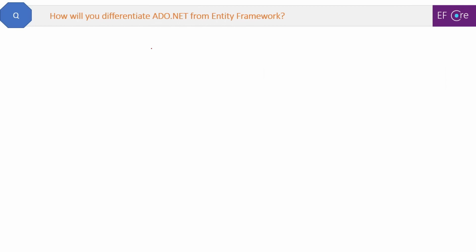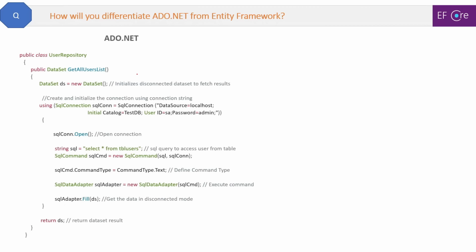How will you differentiate ADO.NET from Entity Framework? Let's see the example of ADO.NET first. So here is code which is making a call to the database. It is doing nothing but getting the data. If you can see this line, this is just getting the data from the TBL users table. You can count here the number of lines of code.